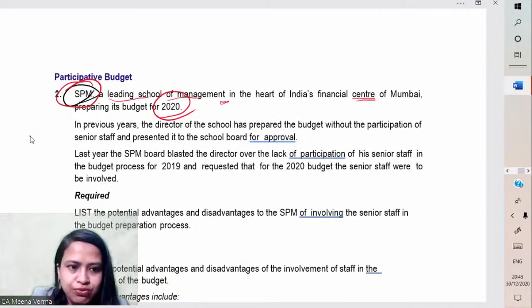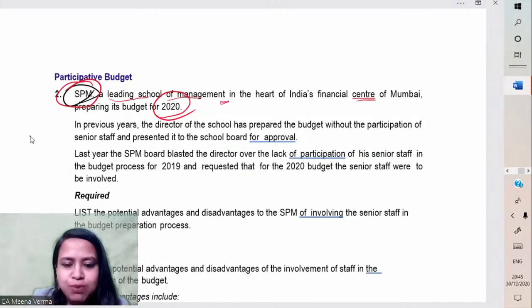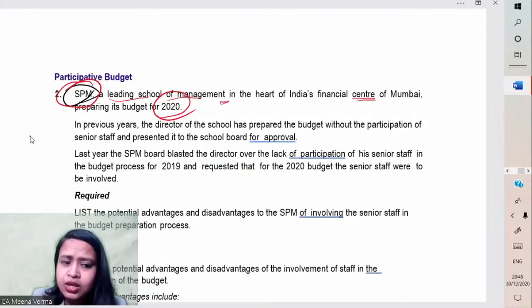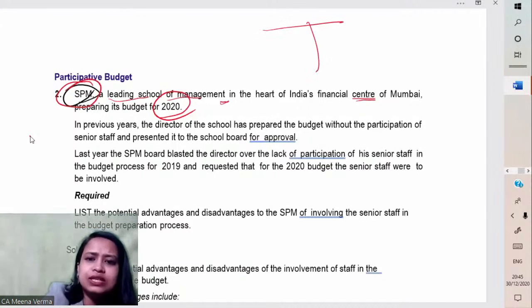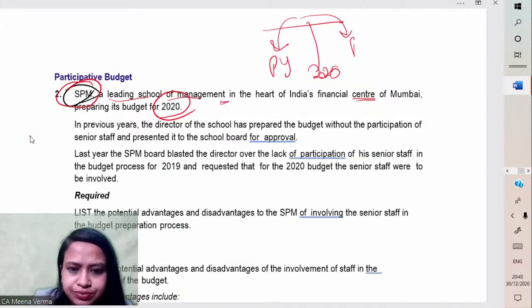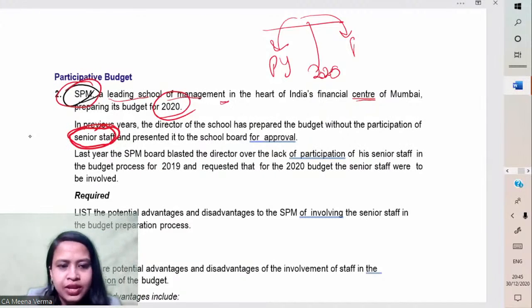So it's a leading school of management, and they have given you the budget for 2020. In the previous year, the director of the school prepared the budget without the participation of the senior staff. They prepared the budget without the involvement of senior staff and presented it.